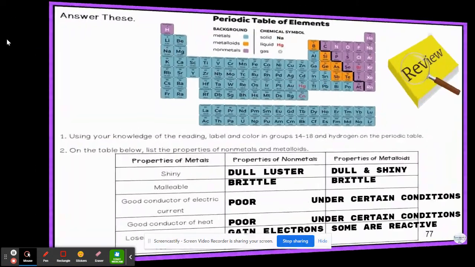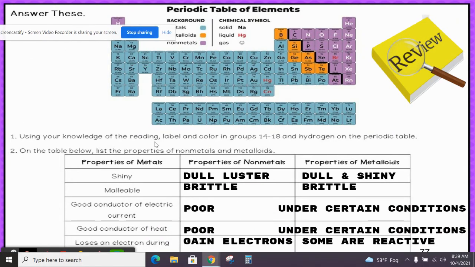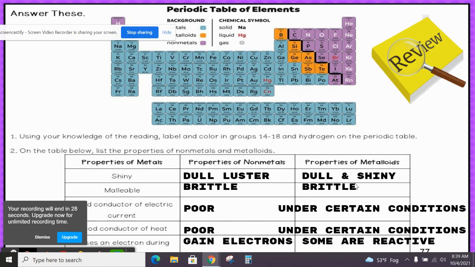So again, here's a little summary comparing them. Metals are shiny, while nonmetals are dull, and metalloids can be both. Metals are malleable. Nonmetals and metalloids are brittle. And then the rest there.